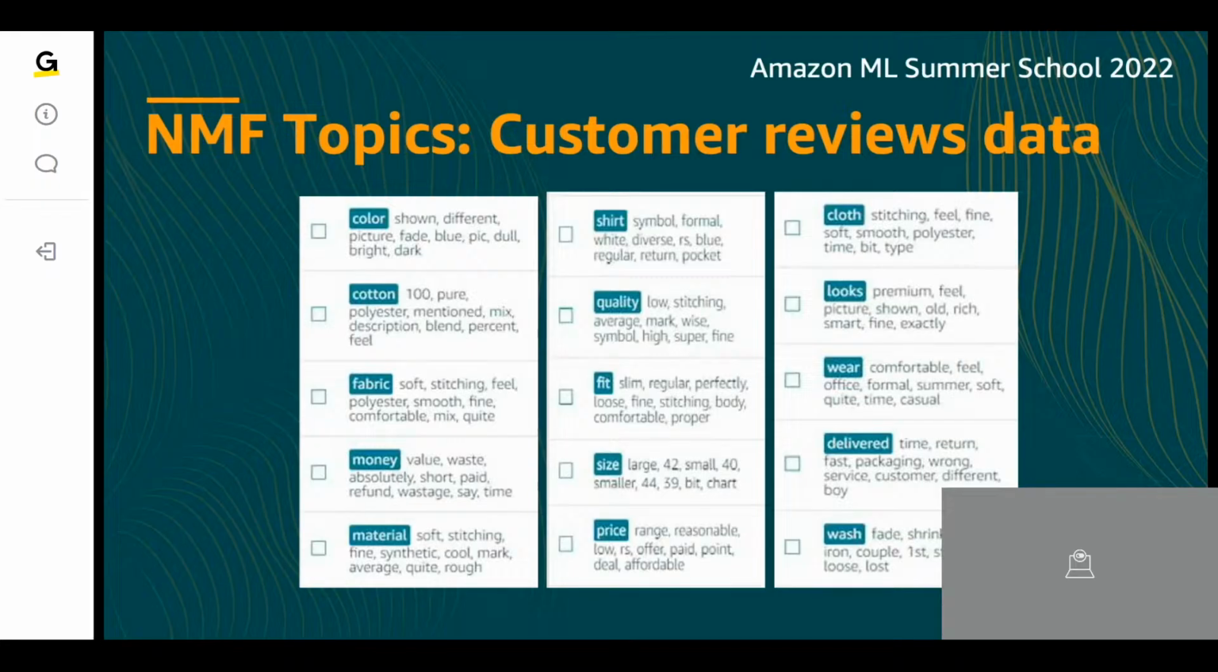Similarly, there are topics on cloth. How does the stitching of the cloth feel? Is it smooth? Is it polyester? And so on and so forth, right? And within these topics themselves, you can try and figure out what the weights are for these individual terms within the topics, right? So that gives you an idea of how you could use non-negative matrix factorization to realize what your customers are talking about in reviews, right?